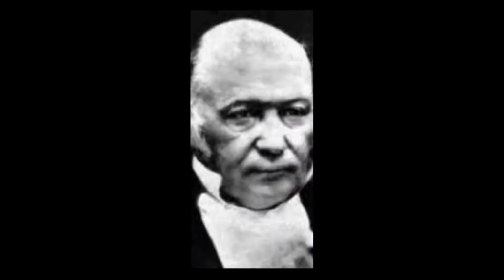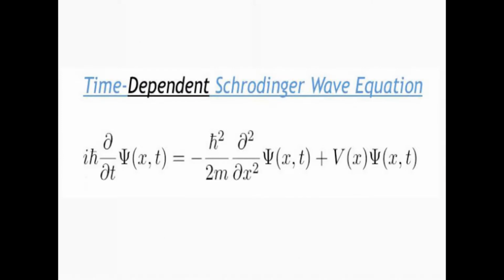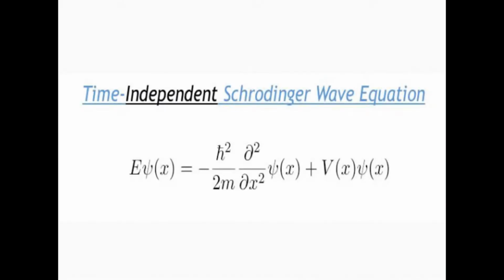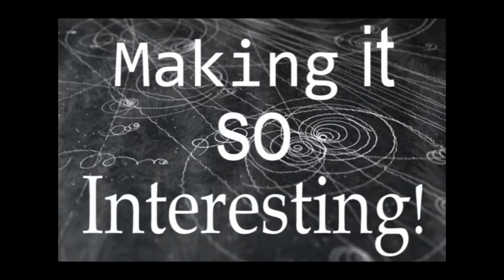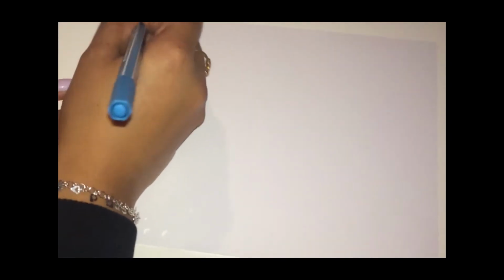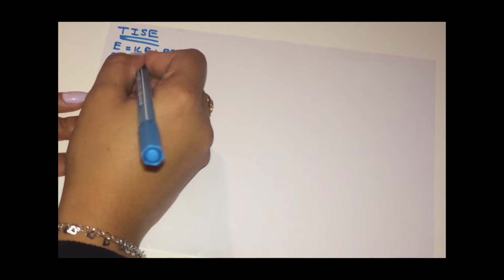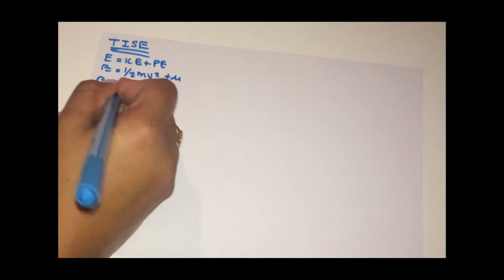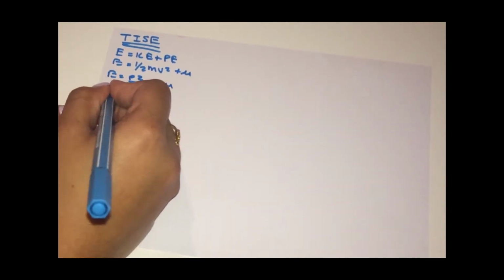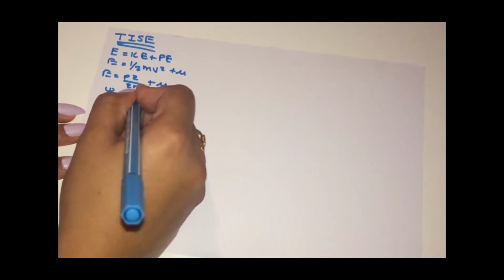Erwin Schrödinger's wave equation follows the discovery of Hamilton, de Broglie, and Einstein, resulting in a time-dependent and independent equation, making it so interesting. Although there is no definite way to derive the Schrödinger's equation, there is a simple way to do it to understand its complexity and roots. So let's derive in simple terms the time-independent Schrödinger's equation.